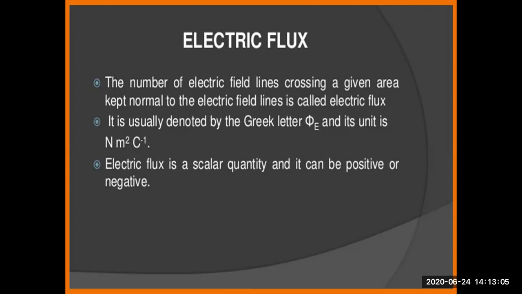Second, it is usually denoted by the Greek letter phi E, and its unit is Newton meter square per coulomb, where C is the coulomb, the amount of charge. Next is the last point: electric flux is a scalar quantity and it can be positive or negative.